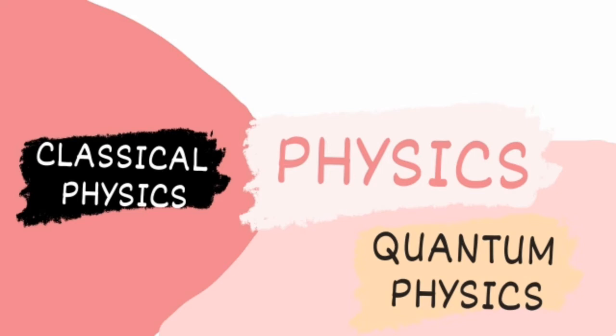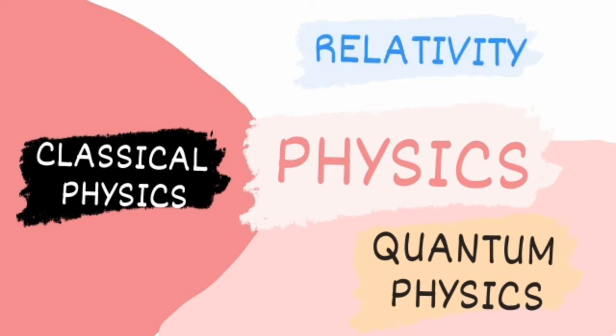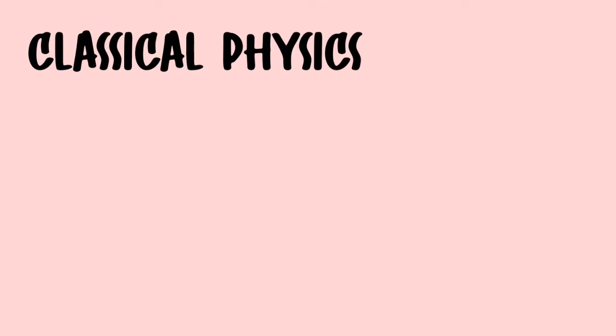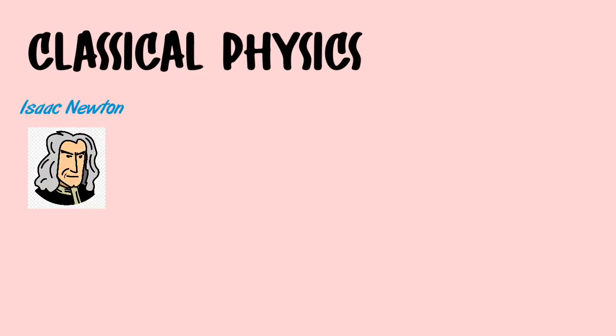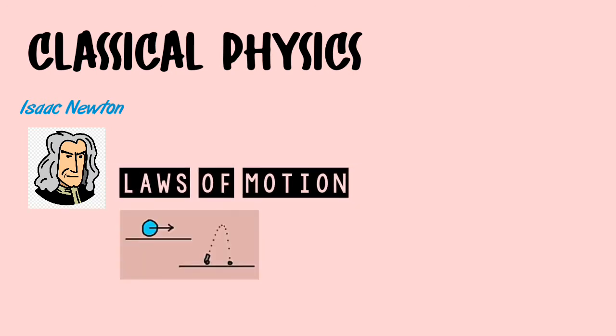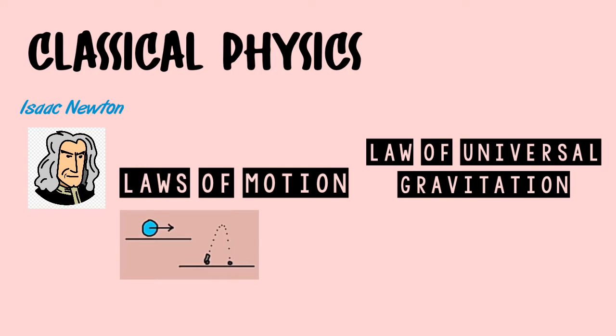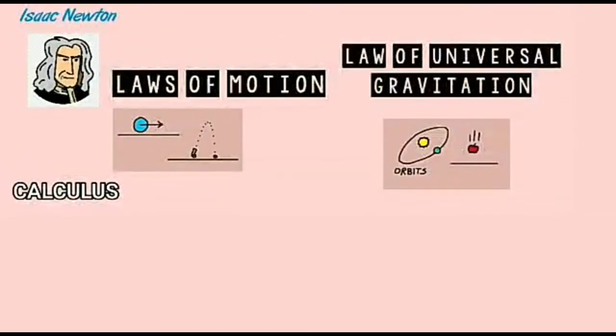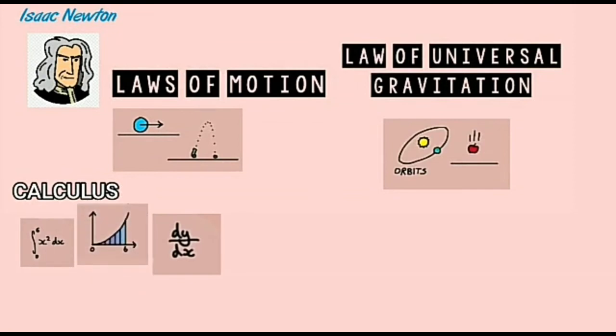Physics can be broadly broken down into three main parts: classical physics, quantum physics, and relativity. We'll start with classical physics, and a good person to start with is Isaac Newton. His laws of motion describe how everything made of matter moves about. And his law of universal gravitation brought together the motion of planets in the sky with the falling of objects on Earth into one elegant and general theory of gravitation. He also invented calculus, a supremely powerful mathematical tool which has been used over the centuries to develop new physics.